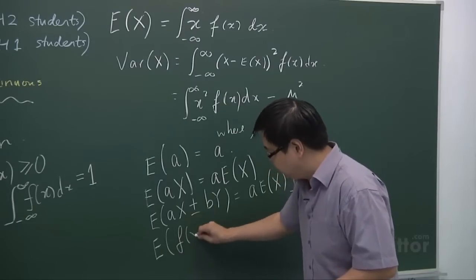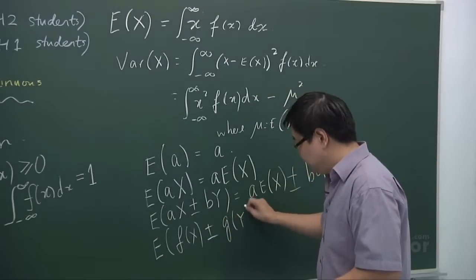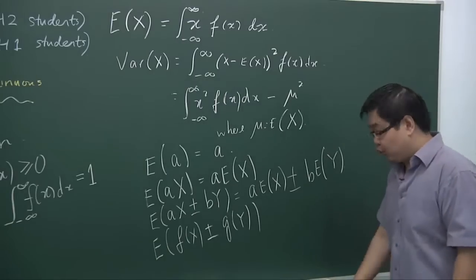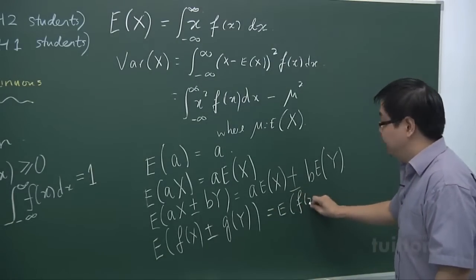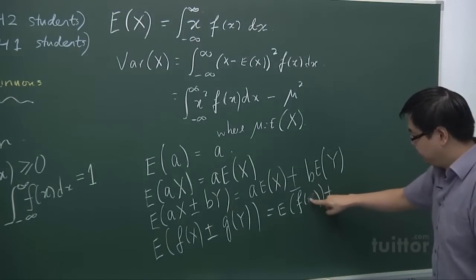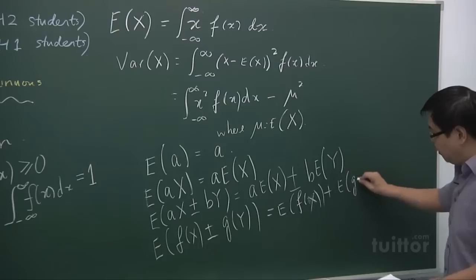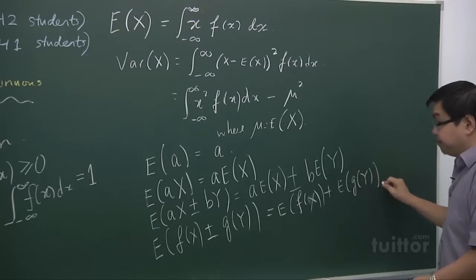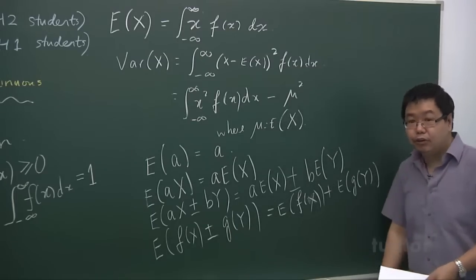And the fourth property, of course, is a more general property that says that if you have two functions, okay, and you want to add or subtract the expectation, it will simply be expectation of f of X, okay, plus the expectation of g of Y, regardless of whether x and y are independent or not.